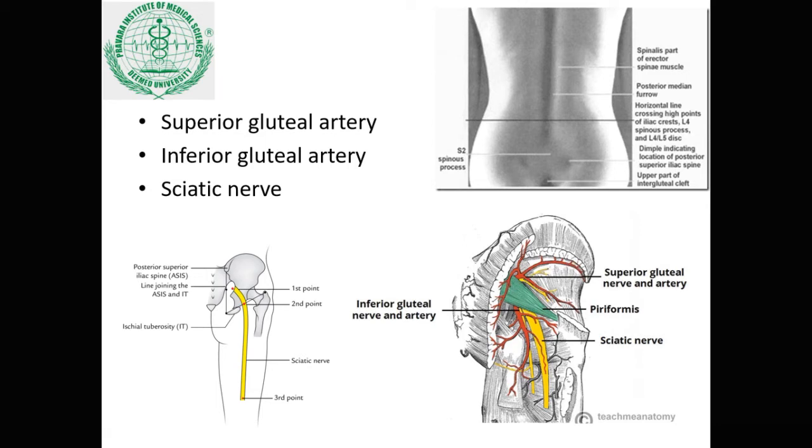Now for the inferior gluteal artery, a point is put 2.5 centimeters lateral to the line joining the posterior superior iliac spine and the ischial tuberosity, and this denotes the entry of the sciatic nerve into the gluteal region, and just medial to it. So here you can see that sciatic nerve, and medial to the sciatic nerve there lies the inferior gluteal artery.